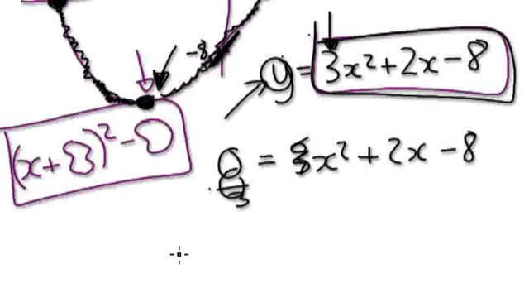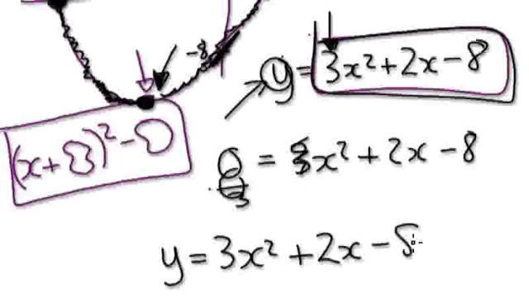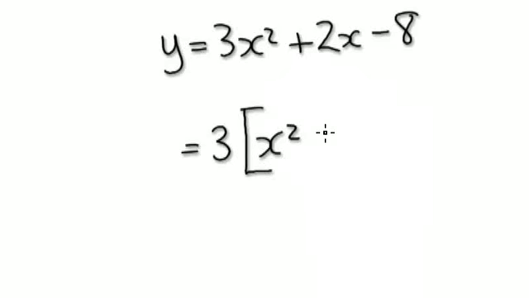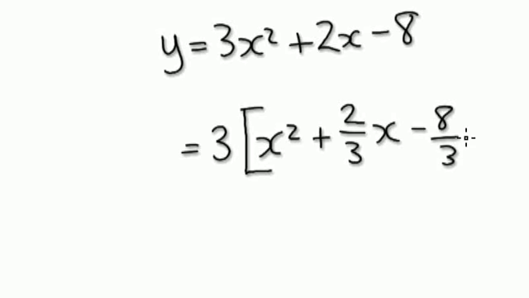Let me just write this down again. At the moment we've got y equals 3x squared plus 2x minus 8. The way we do this, we can't just put 0 into the y. So we're going to use this method: take the 3 out. So it's like this: 3 times x squared plus 2 over 3 x and then minus 8 over 3.